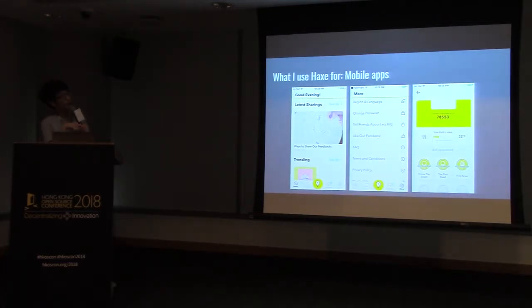And this one is a mobile app, which I'm still working on, and it is in an alpha testing stage, so it is not public yet, but I hope it is going to be released in the next month or so. It is written in Haxe again, and it uses React Native, and the backend is Haxe again. So it is pretty nice.